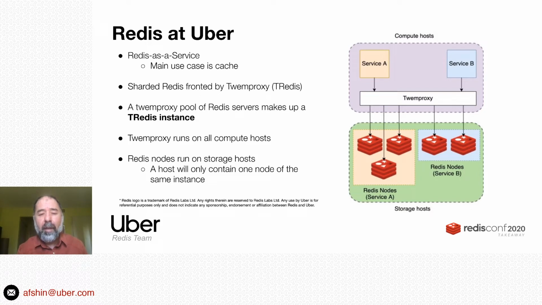So how are all these different components organized? As you can see in the picture, Redis nodes run on storage hosts and services run on separate compute hosts. There are two things that I should mention here. The first point is about the placement of Redis nodes. In order to minimize the effect of host failures on Redis instances, each host can only contain one node of any given Redis instance. The second point is that we run 2M proxy on all compute hosts in order for services to have access to their Redis instances.